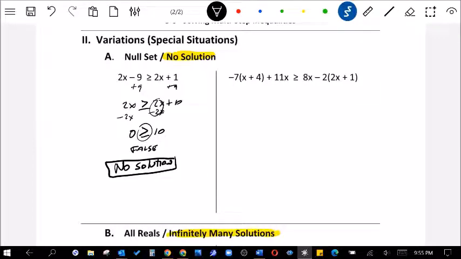If I had done the x's first, let's say I had done that first instead, 2x minus 9 greater than or equal to 2x plus 1. So let's say I subtracted the 2x's first and I get negative 9 greater than or equal to 1. Here, negative 9 is not greater than 1, it's less than, and certainly not equal to. So it'd still be no solution.